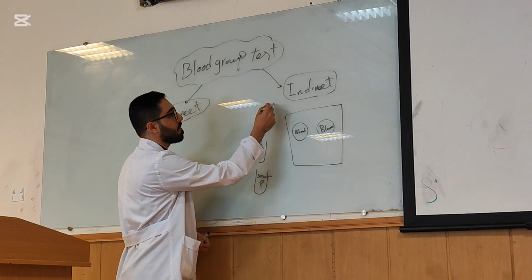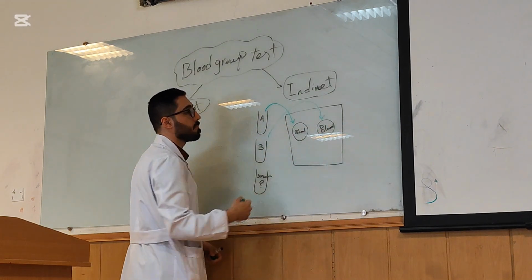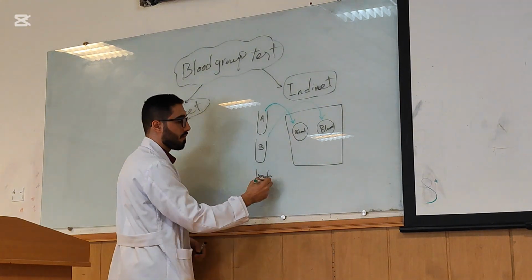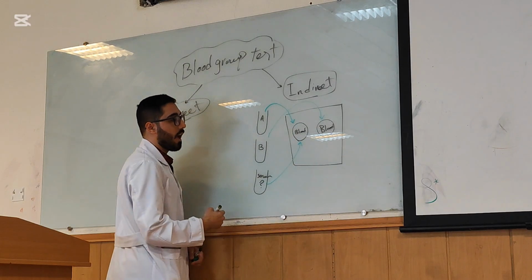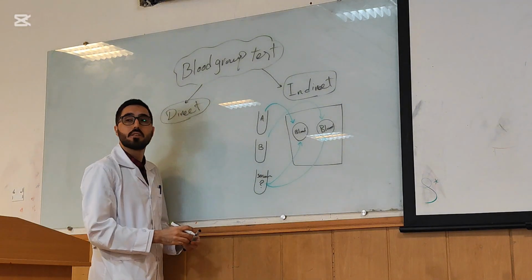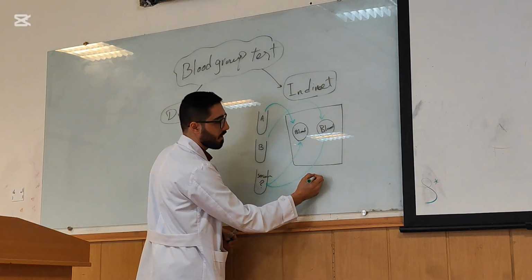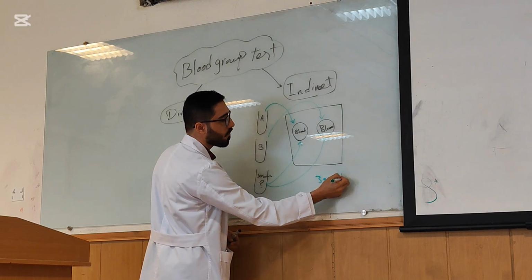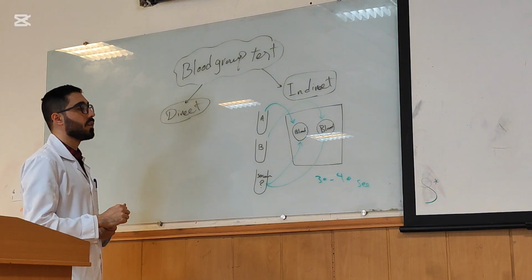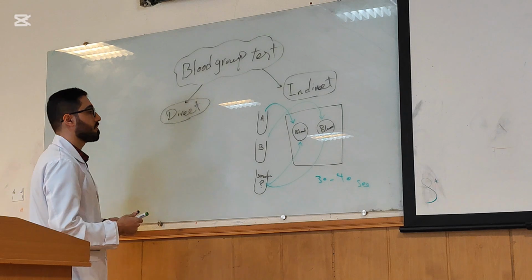One drop from blood group A, one drop from blood group B, and one or two drops of serum to each. Okay? After 30 or 40 seconds, you must see and report whether you see agglutination or you don't see agglutination.